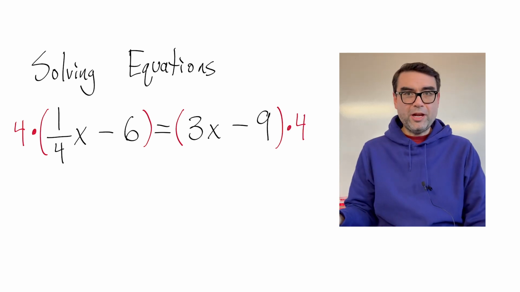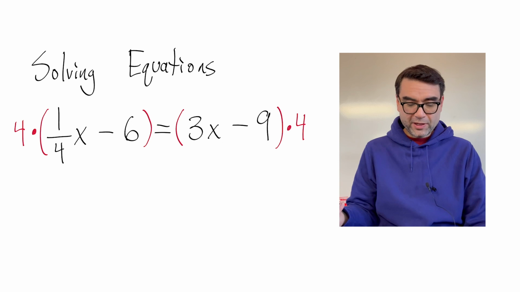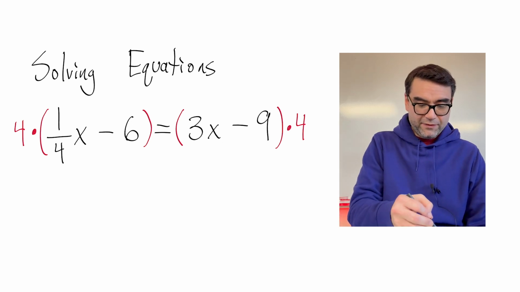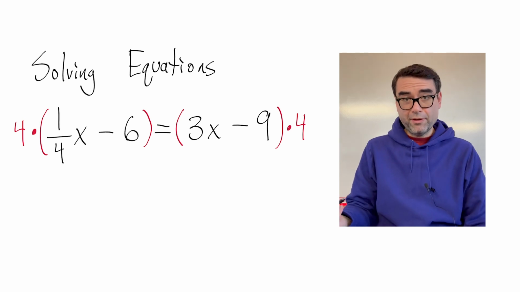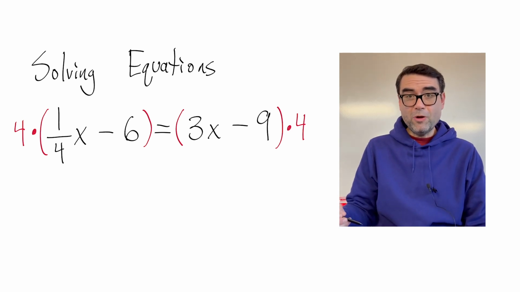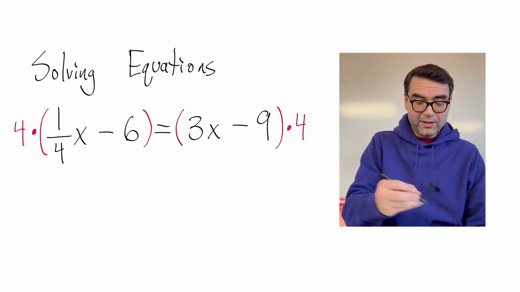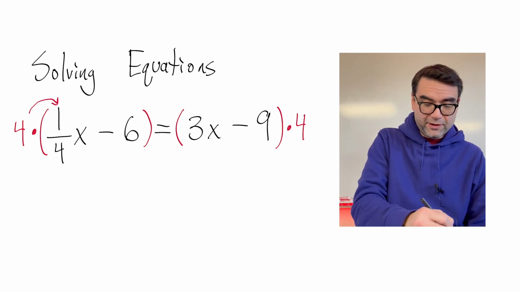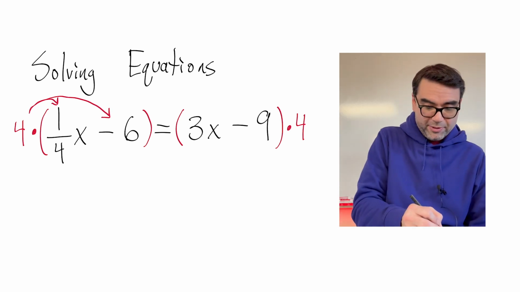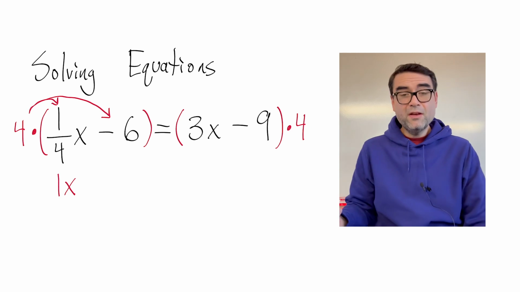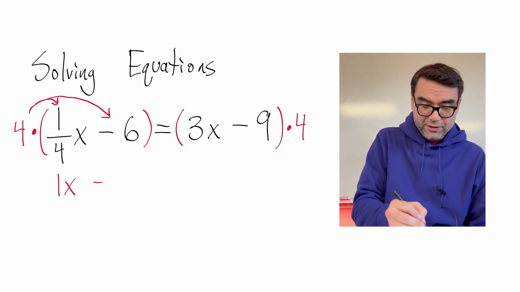If you're not quite sure where the 4 is coming from, on the left here, I'm going to distribute this 4, and when I multiply 4 times a fourth, 4 divided by 4 will make 1, and I will no longer have a rational or a fraction expression. So on the left here, I'm going to distribute a 4. 4 times a fourth is 1, like I said, so this would be a 1x. 4 times negative 6 would be negative 24.